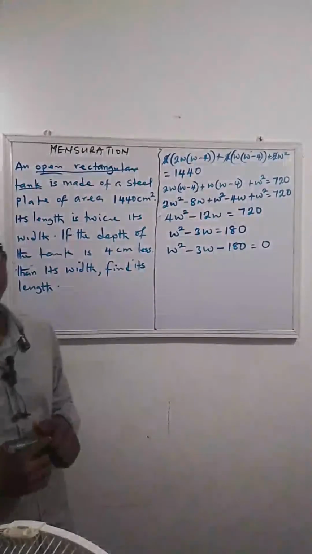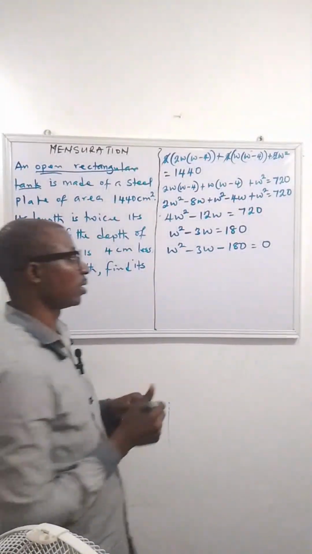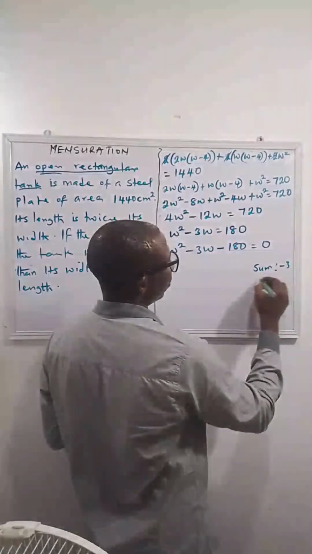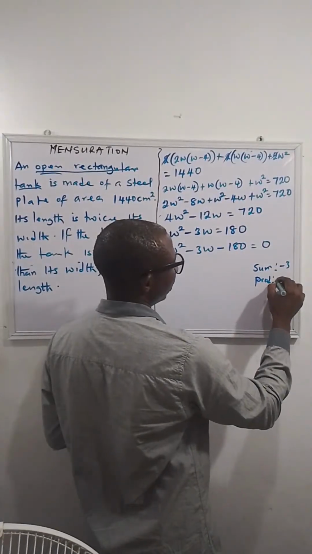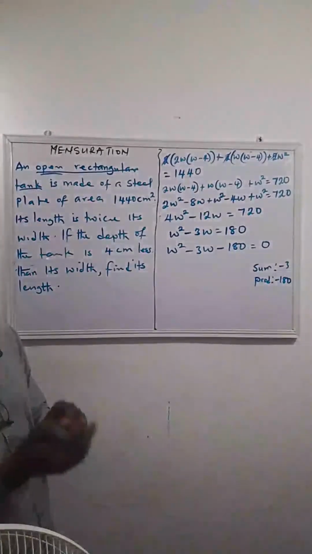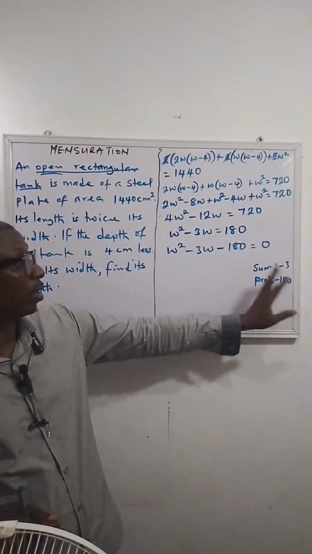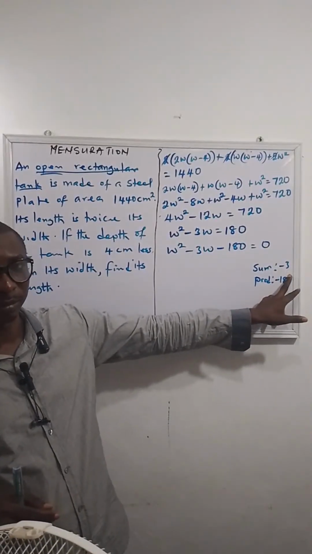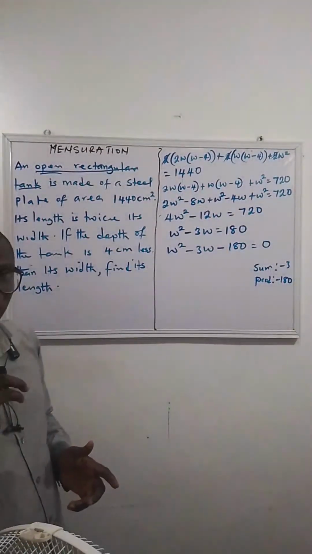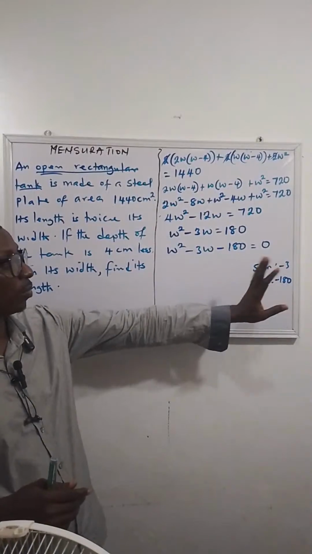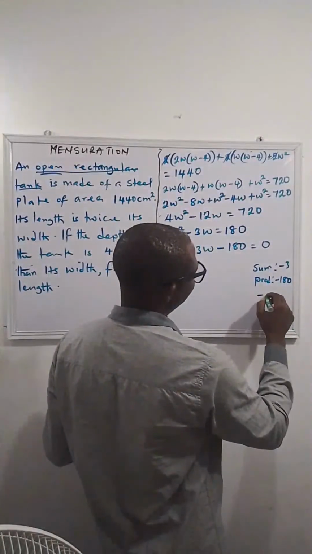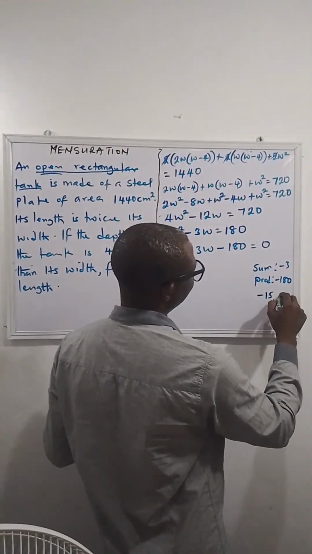All right, so the next thing is to look for two numbers such that when multiplied, you have negative 180, and when added together, you have negative 3. So if you know the answer, drop that in the comment section. If you do it rightly, you should be having negative 15 and plus 12.